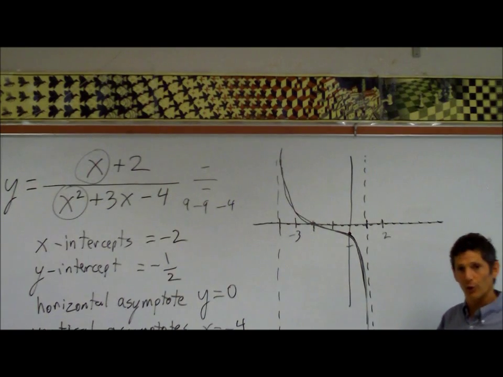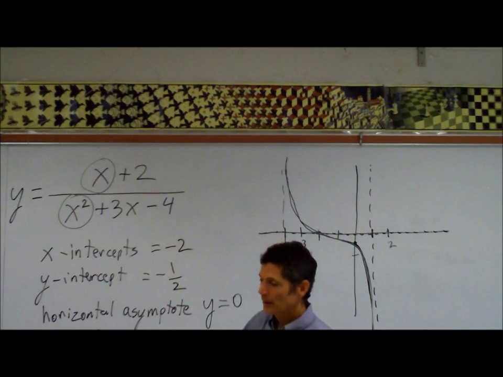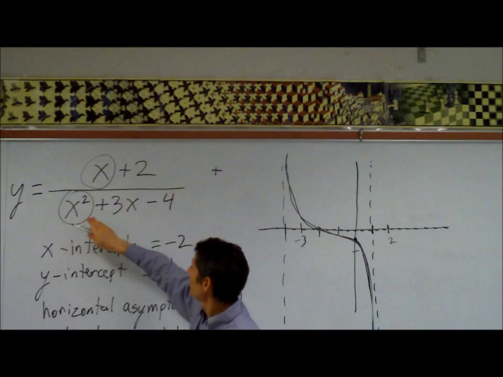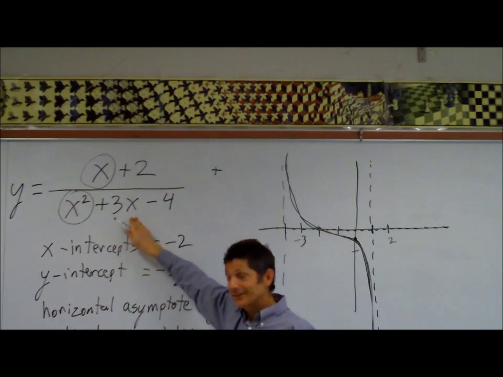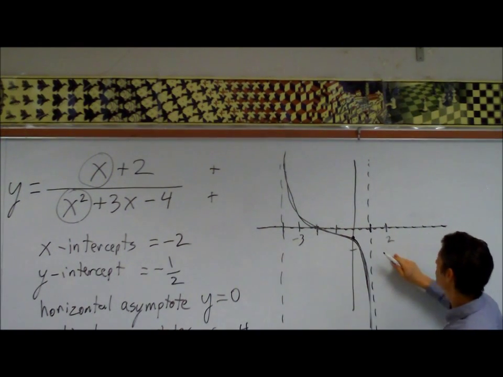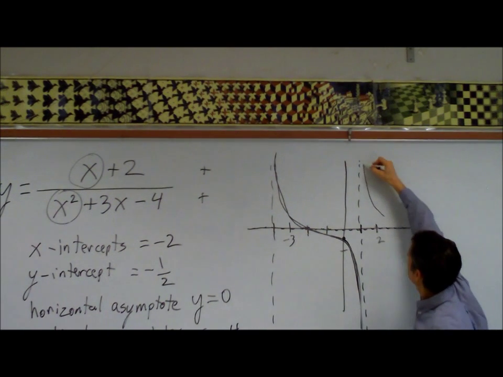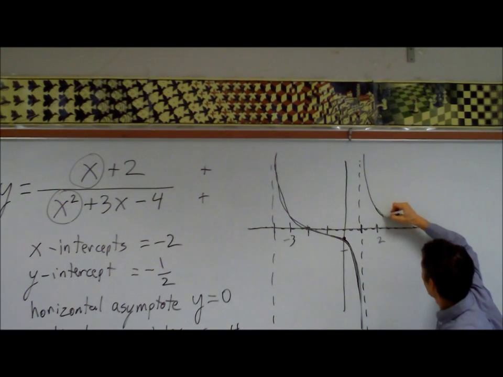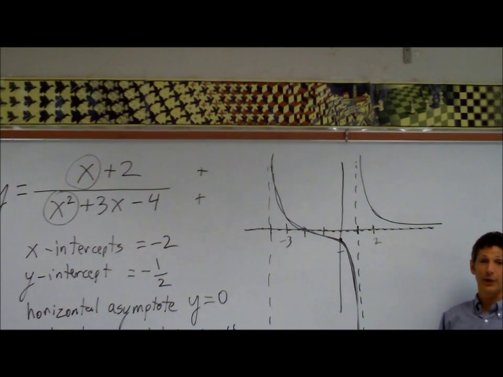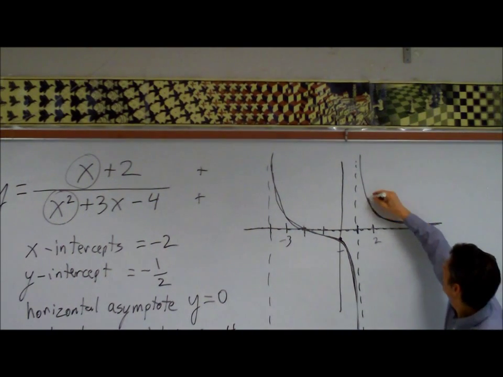If I stick in a 2, you still with me? I still have you. 2 plus 2 is something positive. Putting in a 2 gives me 4 plus 6 minus 4, which is some positive value. So over here at 2, it's positive. I must be above the x-axis. I must go up to infinity like this, and approach the x-axis as x goes to infinity in this direction. So as x approaches infinity, y is approaching 0.